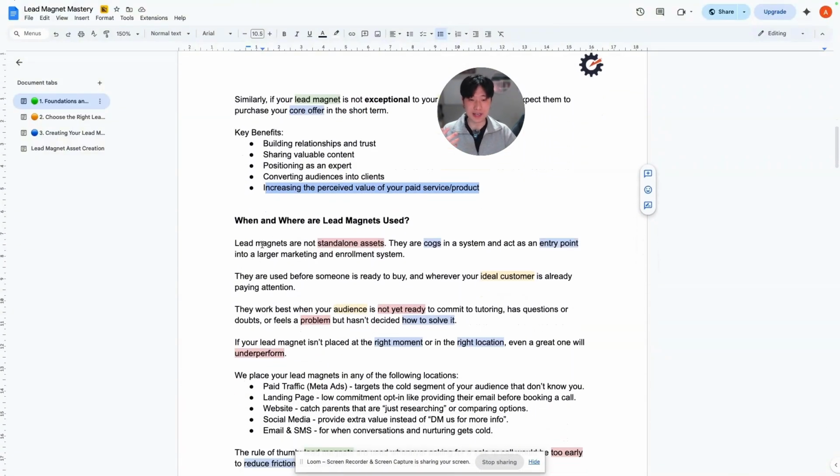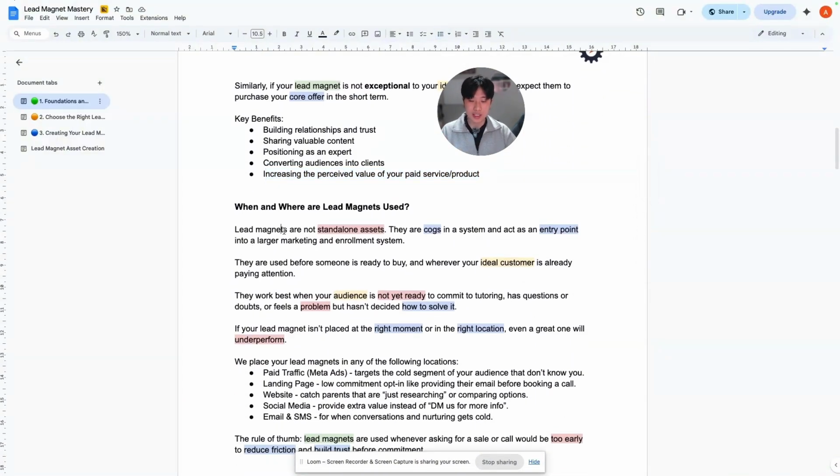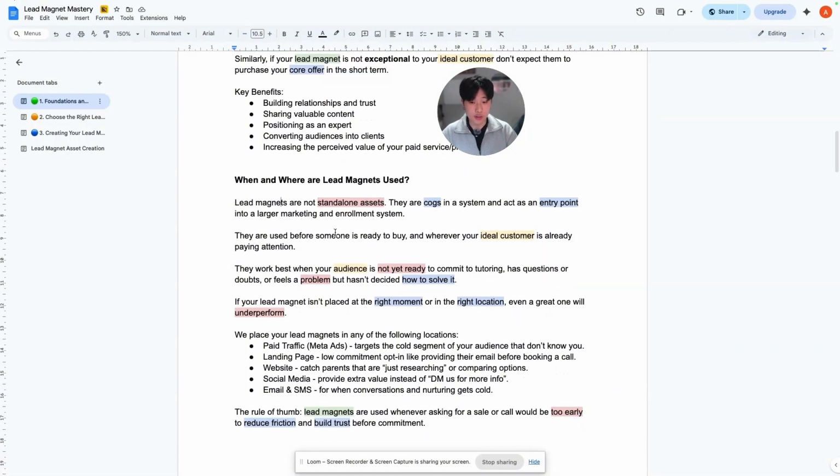So when and where are lead magnets actually used? Lead magnets are not standalone assets. I need you to understand that. They are cogs in a system, and they act as an entry point into a larger marketing and enrollment system. They're a small part of a larger system. They're used before someone is ready to buy, and wherever your ideal customer is already paying attention or hanging out.